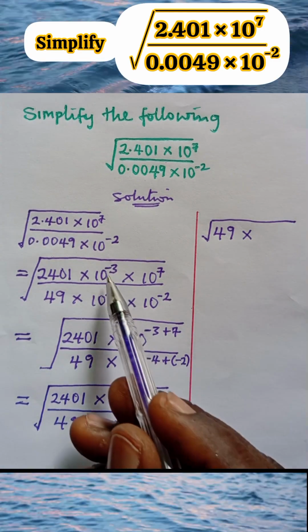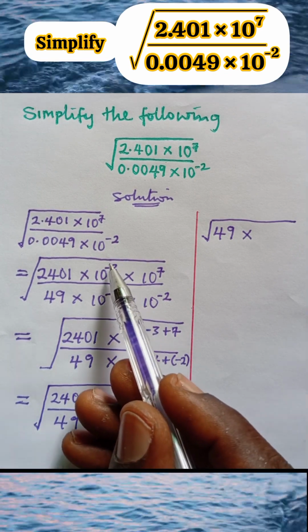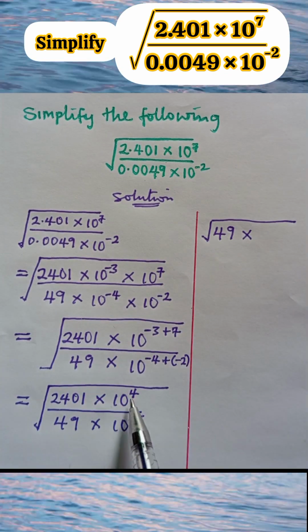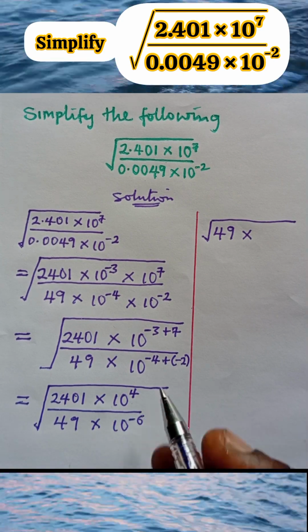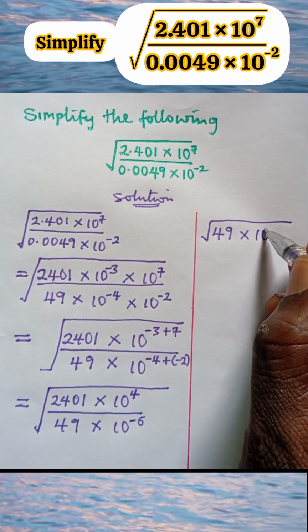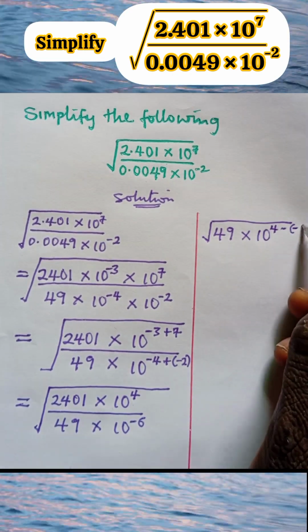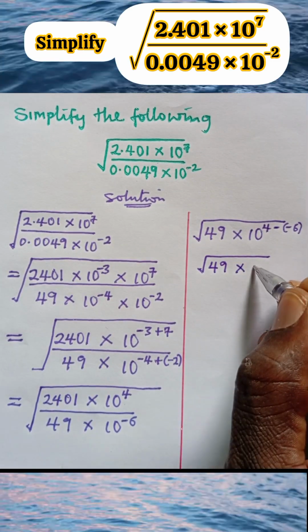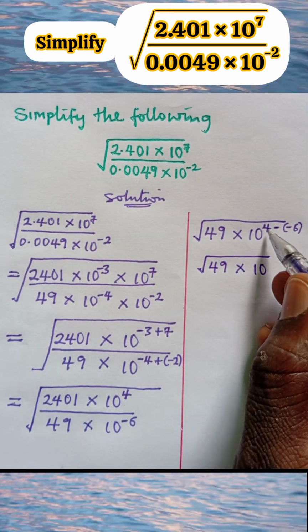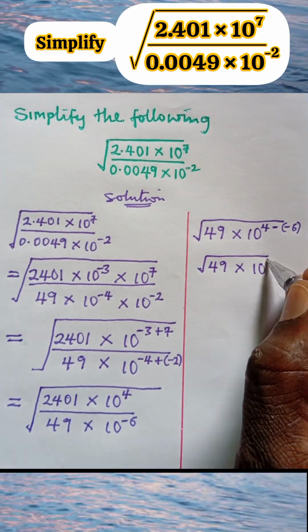In the previous case, these two terms were related by what? Multiplication, so we had to add their exponent. But when they are related by division, what do you do? You subtract their exponent. So we come here to say, we use this 10 to represent their bases and say 4 minus in bracket negative what? 6. So square root of 49 multiplied by 10 raised to the power, minus times minus is plus, so we have 4 plus 6, which is raised to the power what? 10.